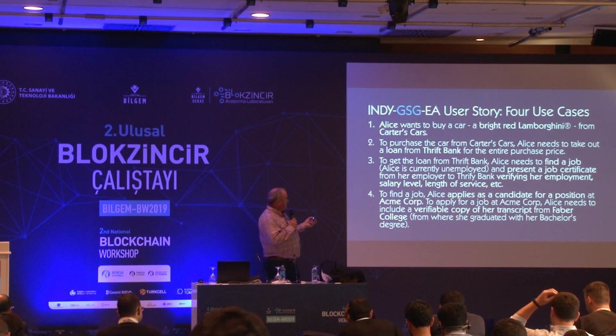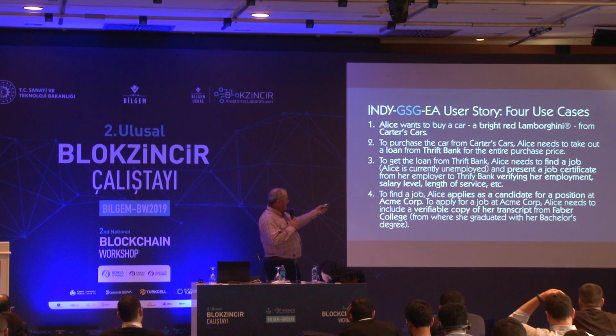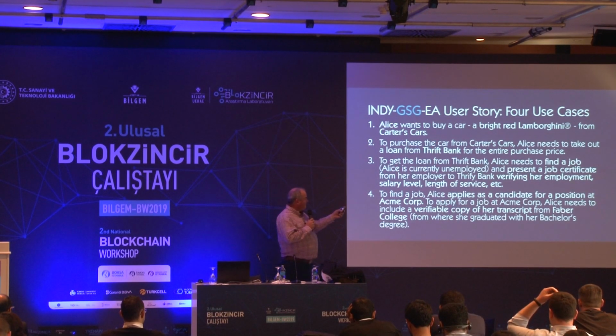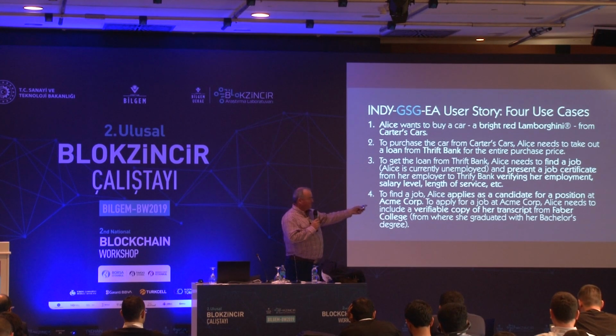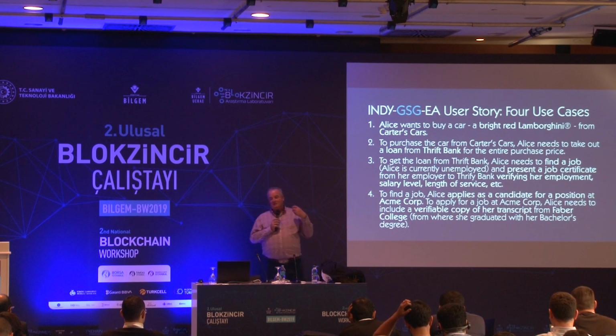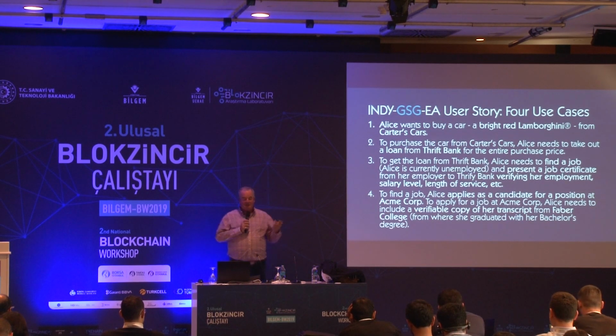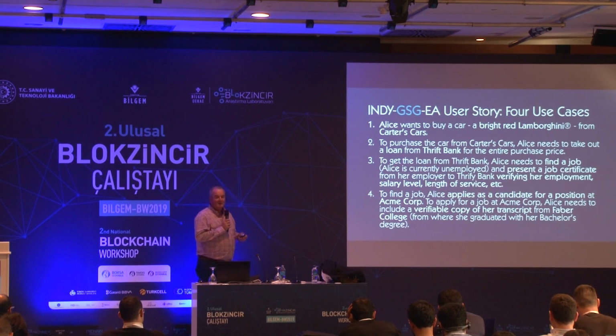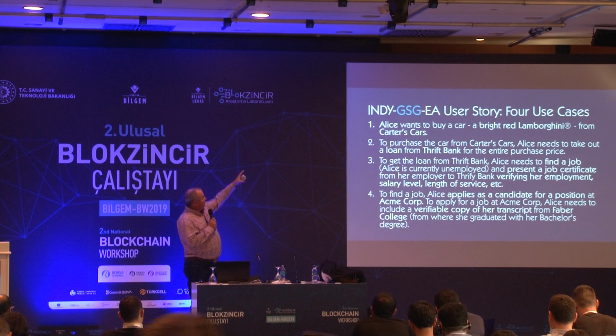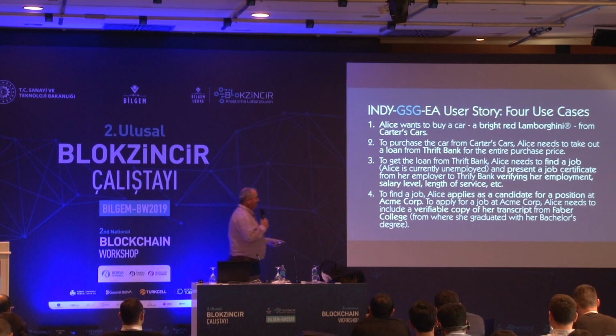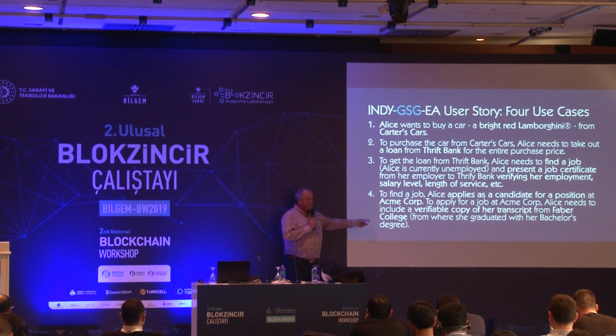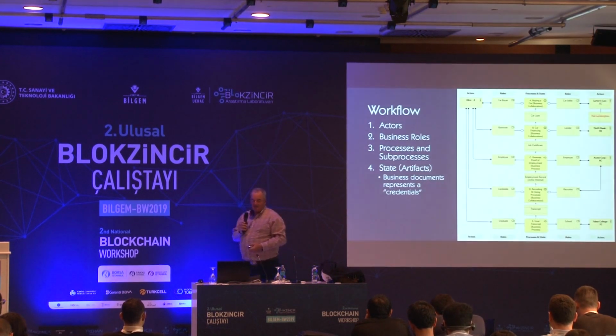To find a job, she applies at Acme Corporation, and to apply for that job, she needs a verifiable copy of her transcript from Faber College. She needs a credential to show that she graduated from there and that she has the appropriate courses and credits. In this case, a bachelor's degree. So far, Alice doesn't have any of those, but she did graduate and she has her bachelor's degree, so we're probably going to start there and work back through the process.